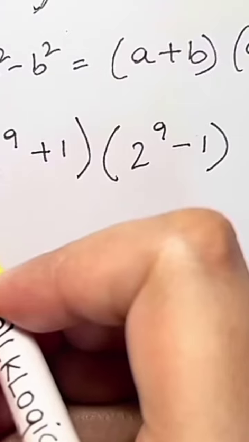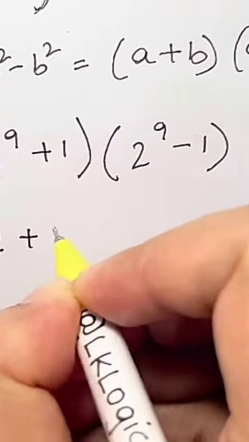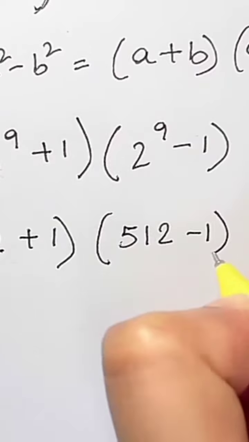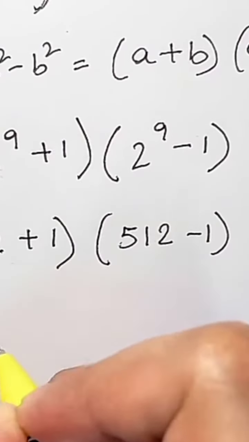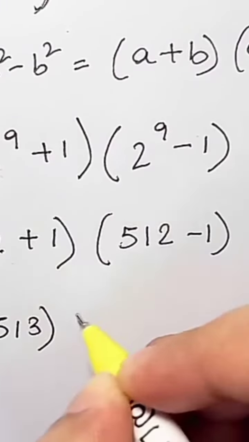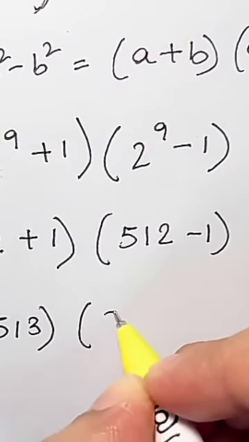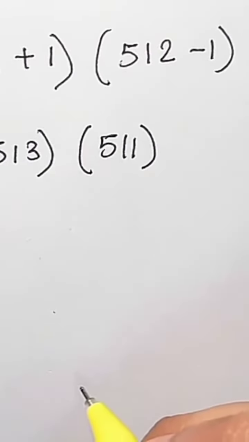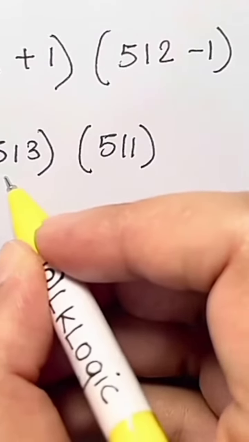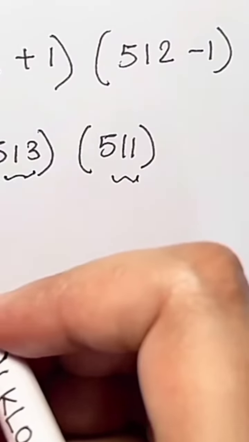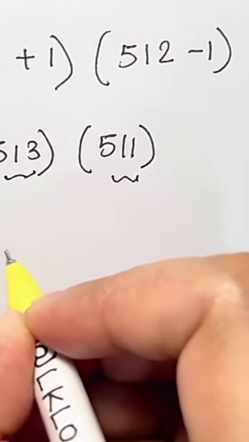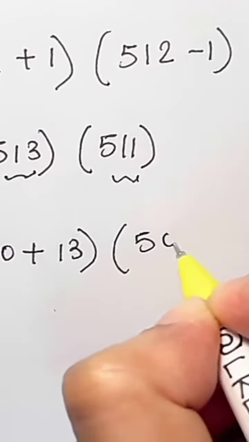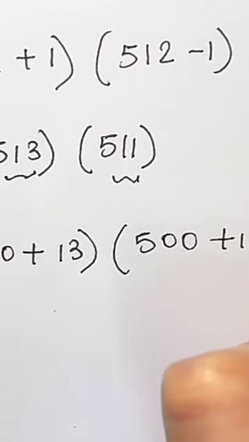So we're going to substitute that. 512 plus 1 times 512 minus 1. So 512 plus 1 is 513 and 512 minus 1 is 511. So now we are just going to split this both into 500 plus 13 times 500 plus 11.